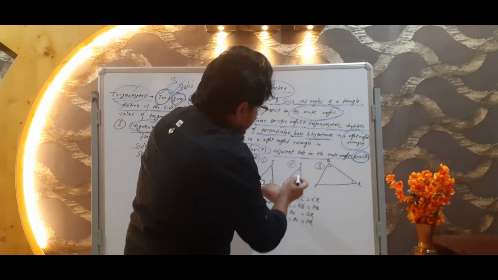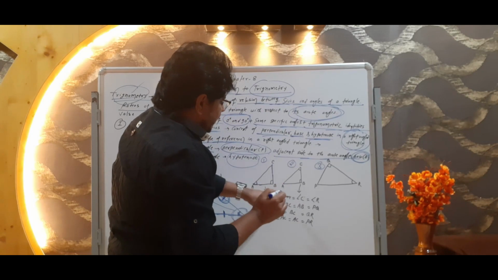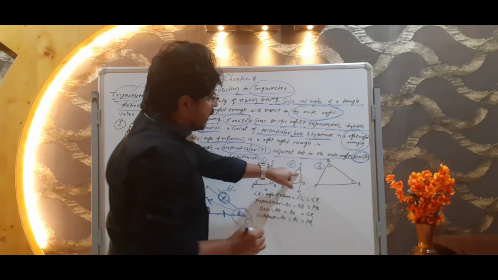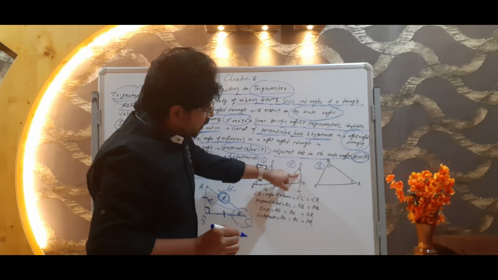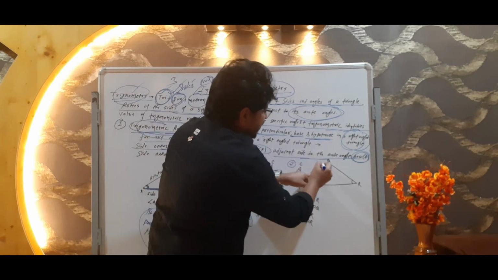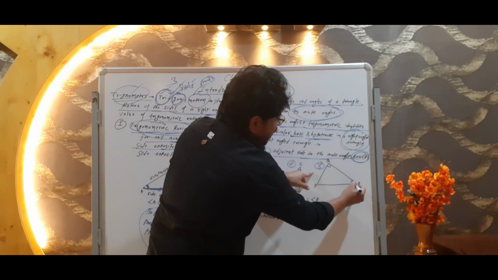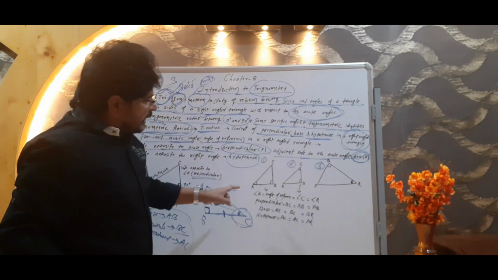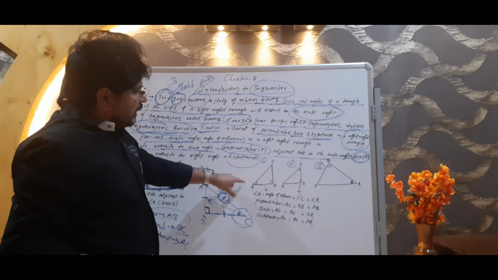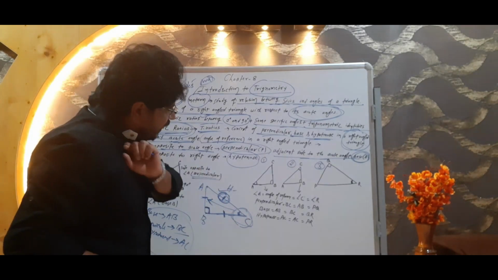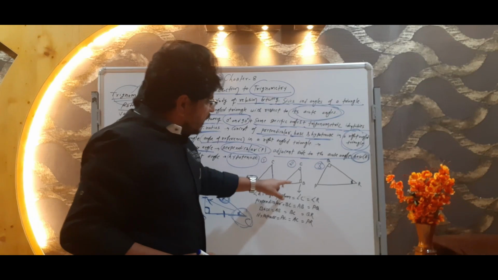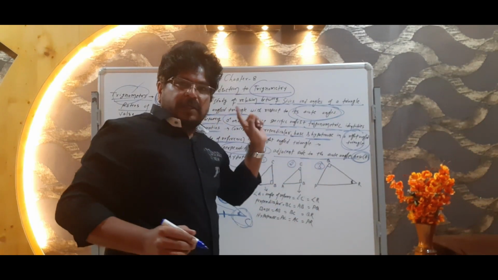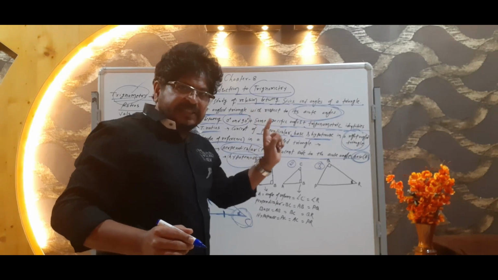Now you have to see figure number 2. Which is the angle of reference or acute angle? It is C. Understand? Clear? Now you have to see figure 3. Which is the acute angle here? Angle R. So we can say that here the angle of reference is angle A, here the angle of reference is angle C, and here the angle of reference is angle R. Okay guys? Clear this thing?